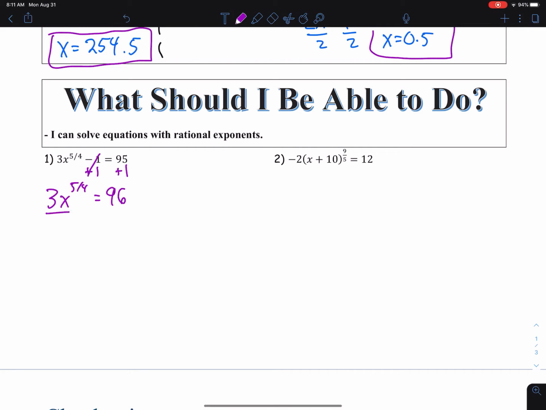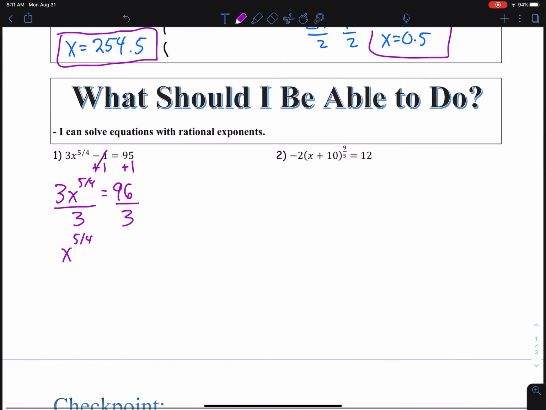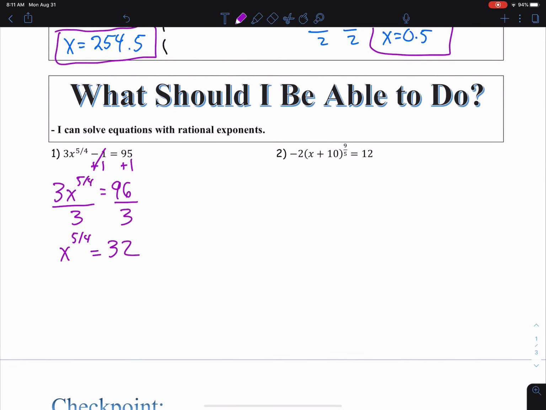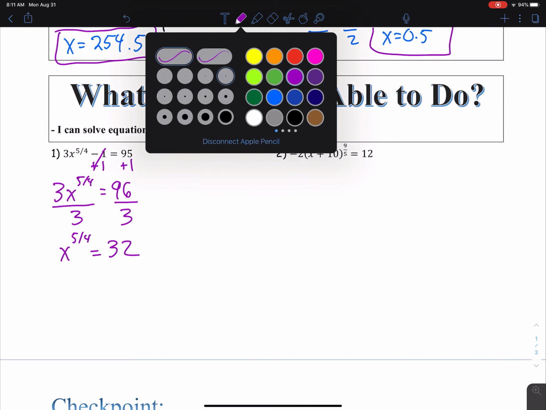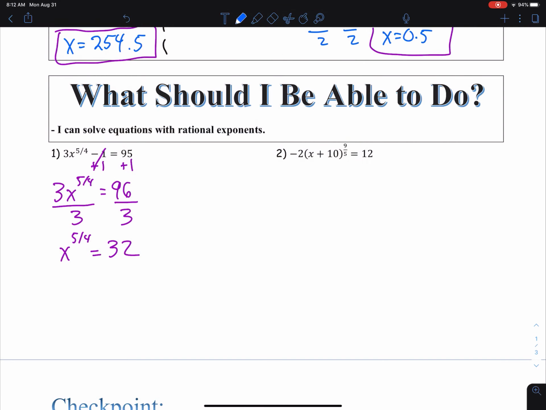We have to divide by 3 to further get the x by itself. So that would be x to the 5 over 4, and 96 divided by 3, 32. And now we have the x by itself with the exponent. So what could I do to get rid of that exponent?